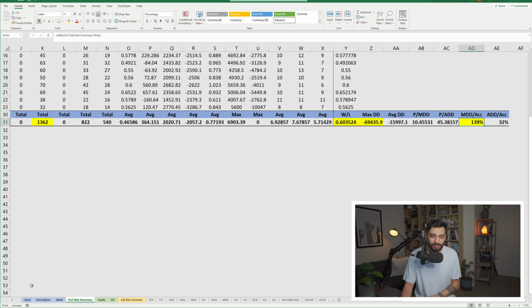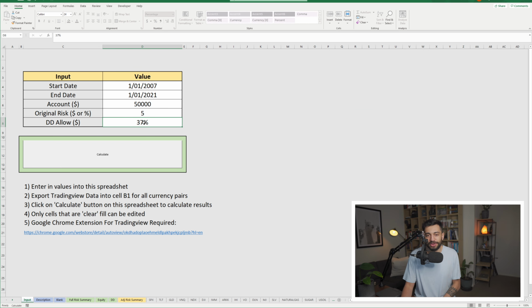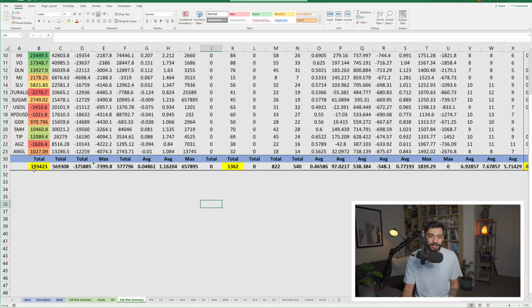So again, what I'm going to do is actually do 37% maximum drawdown allowance. And then that is going to recalculate the risk per trade, but also recalculate the profit factor as well. And we can see the results there. And these are the results for our trading strategy.